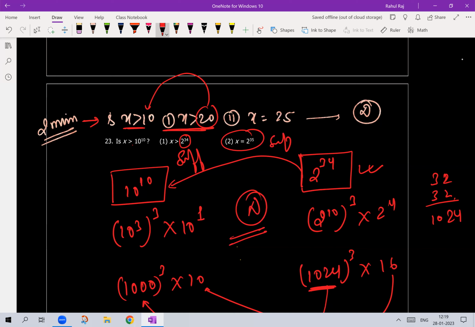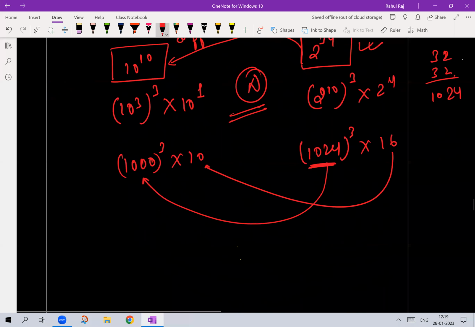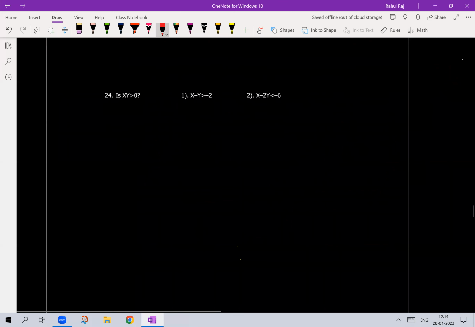Manan, Gauri, Shreya, any doubt? No, no. All clear. Akansha, yeah, Rahul, yeah. Can you please try solving question number 24? Pretty simple question. Try, take a minute, not more than this.